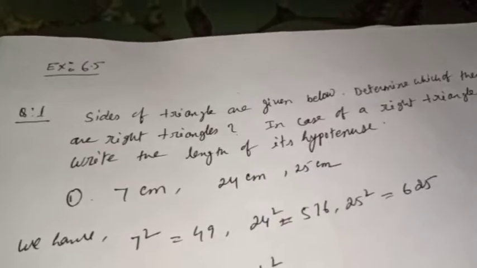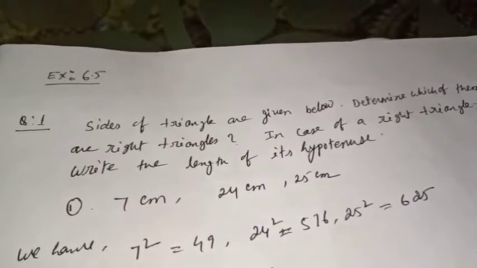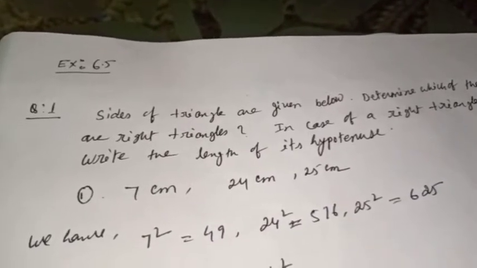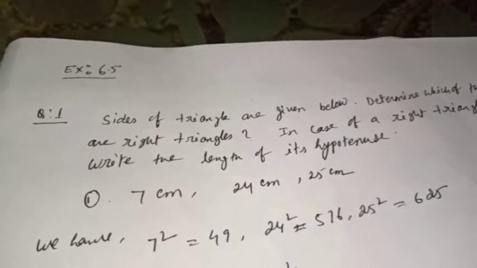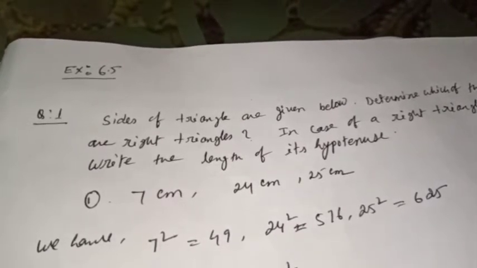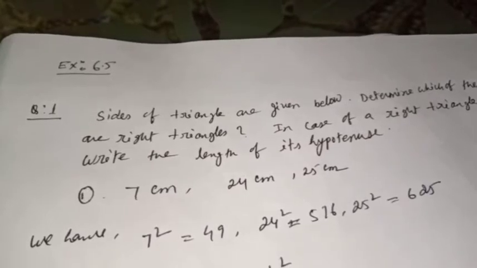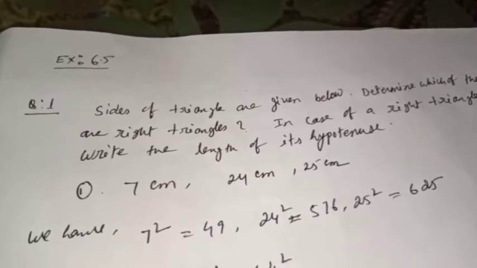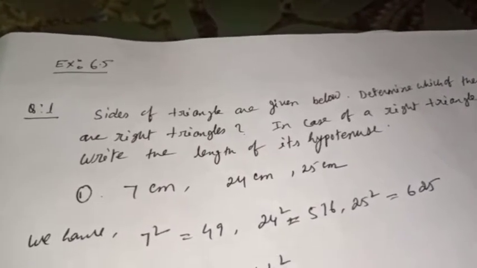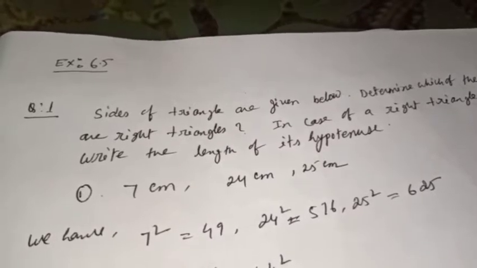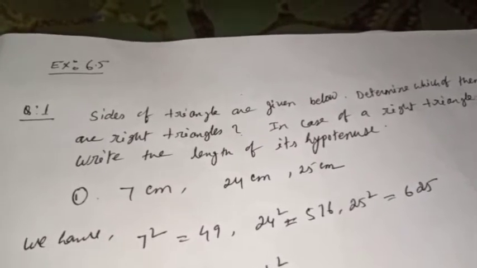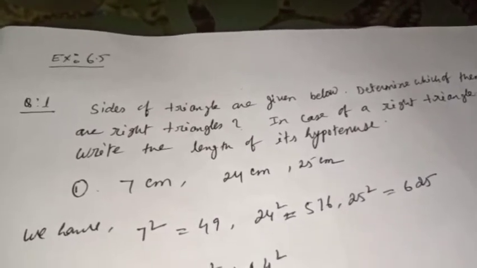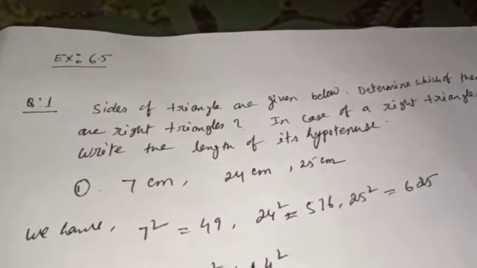Today we are going to start exercise 6.5. In the previous class I completed the proof of the Pythagoras theorem, and as homework you have proved the converse of the Pythagoras theorem. The maximum number of children have submitted their homework. I saw all of them correct.